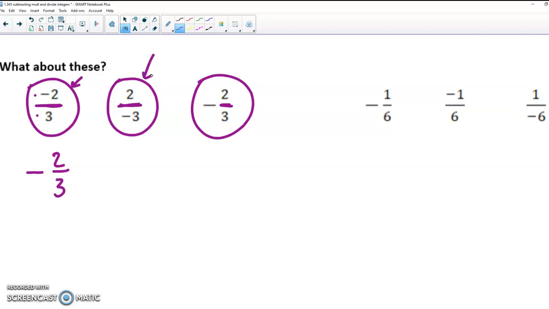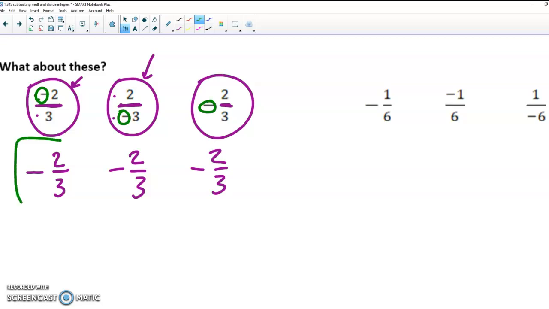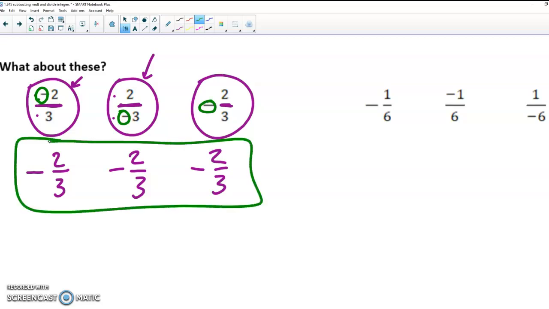Look at the second one. One positive, one negative, I'm dividing them. It's going to be a negative answer, 2/3. And this last one is 2/3. So the key here is that it doesn't matter whether your negative's on top, on the bottom, or out front in the middle. All of these have a value of negative 2/3.